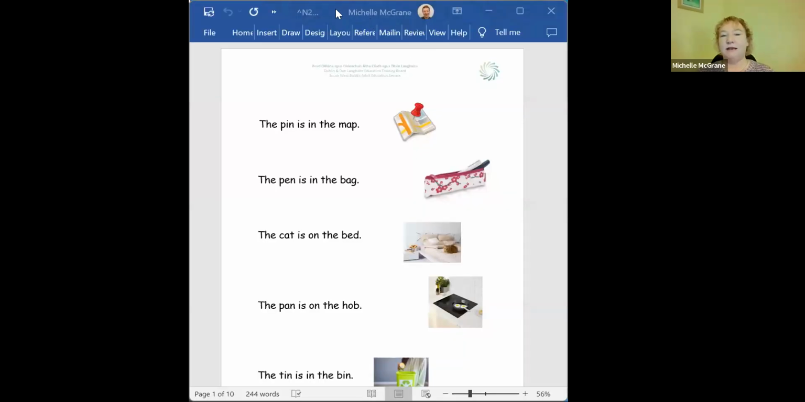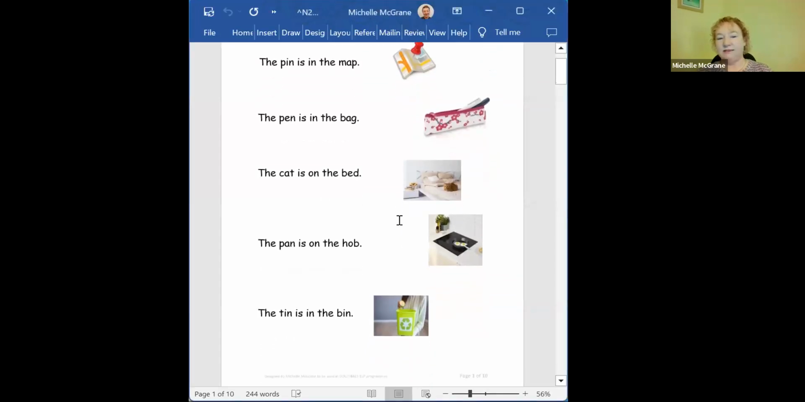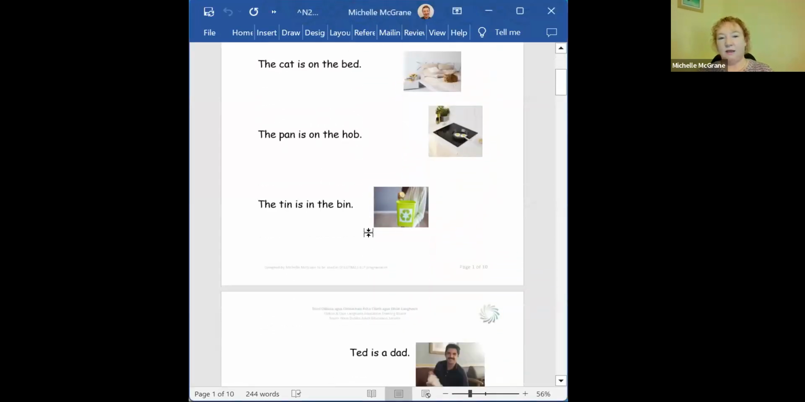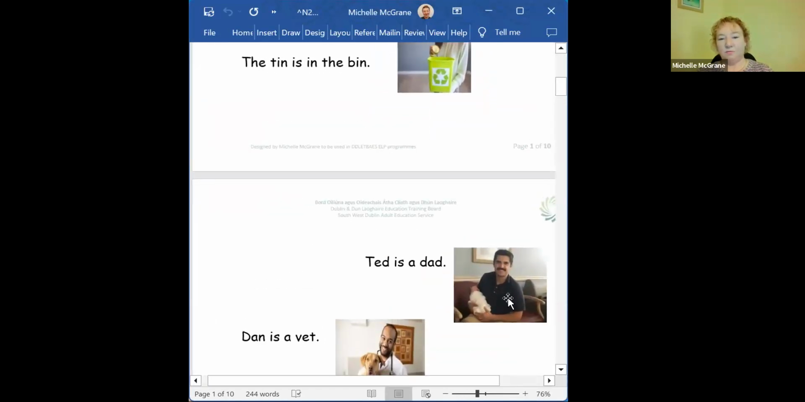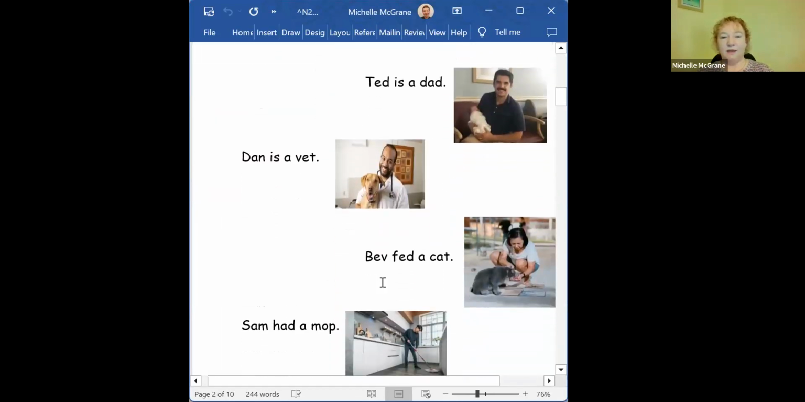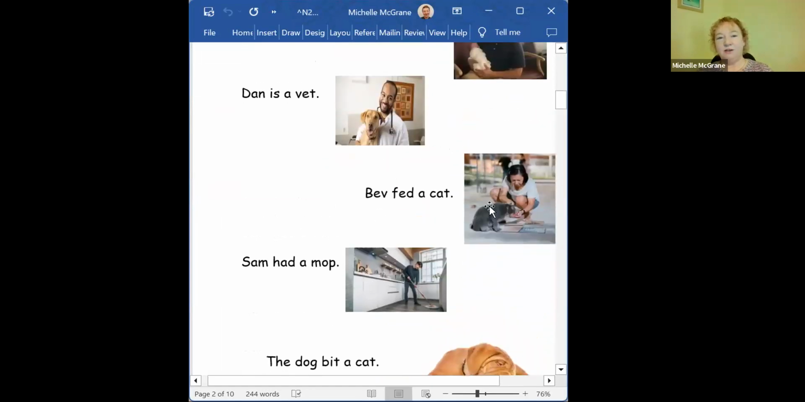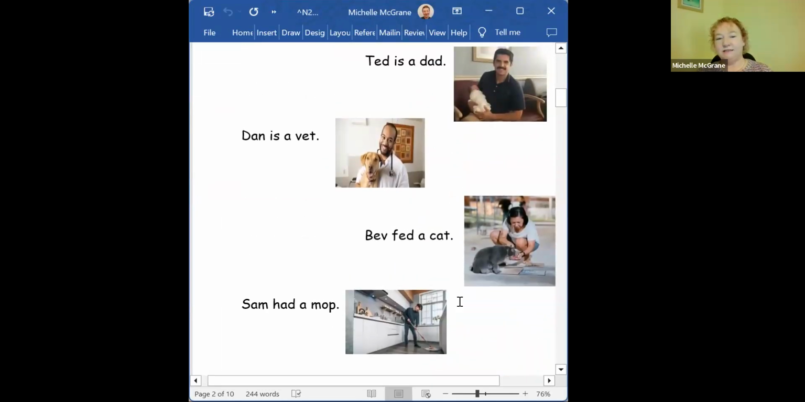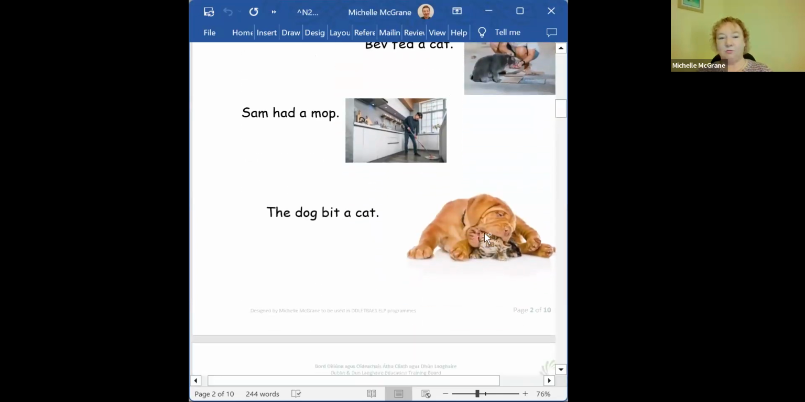Okay, and so this example is, if you like, adult friendly, but very, very basic. So you can see that there are sentences. Okay, we have Ted is a dad, Dan is a vet. You get the idea. Okay, Bear fed the cat. So they're relatively simple, and I've tried to use different ethnicities and different genders and, you know, things like that, so that there's a little bit of humor as well there.